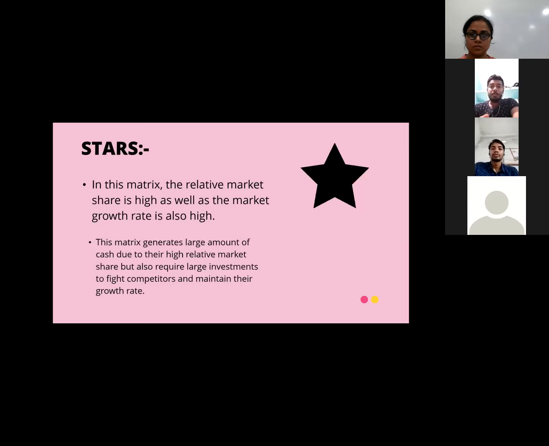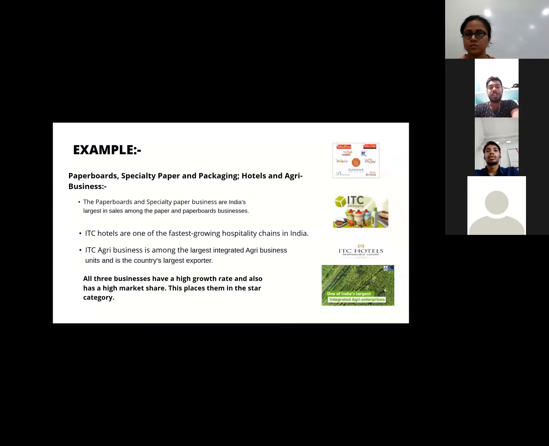Basically, we call it the best phase of any industry, because in this phase they see growth and high profit together. Some examples are paper boards and packaging, and we know that ITC is a big player in the market. So ITC Hotels and ITC Agri Business are the best suitable examples for a star.